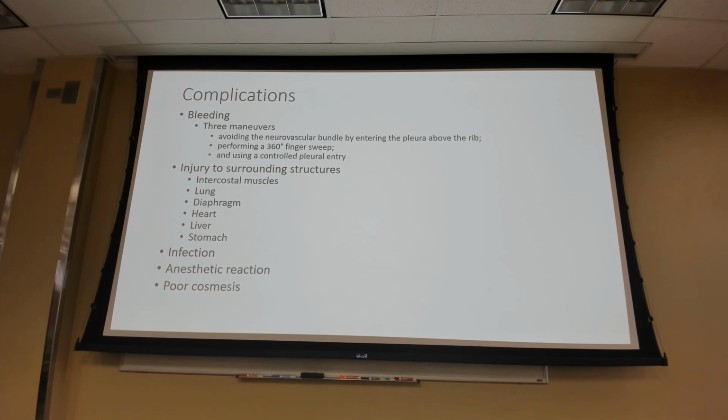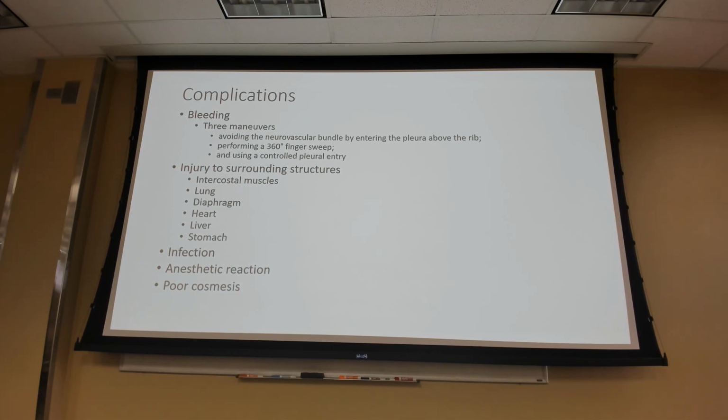All right, so what kind of complications do we have? Bleeding is probably one of the most common, and then injury to surrounding structures, which is why we're going to teach you a specific technique so we can avoid these complications. For bleeding, we tend to use three maneuvers to avoid it. We recommend going above the rib versus below the rib, because when you go below, you have your neurovascular bundle under there, and you can get quite a significant amount of bleeding if you improperly place this tube. We also do a 360 finger sweep after we've entered the pleural cavity with our finger, so we can verify that we're in the right location. And then we use a controlled pleural entry, and we'll show you how we do that with our Kelly forceps and the proper technique.